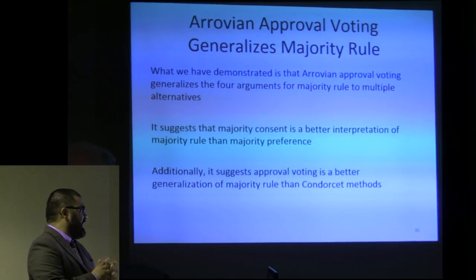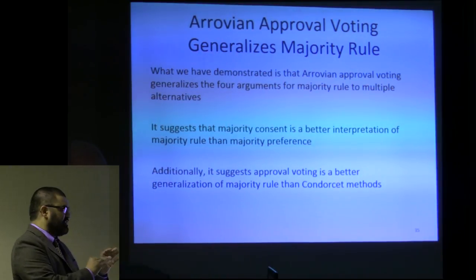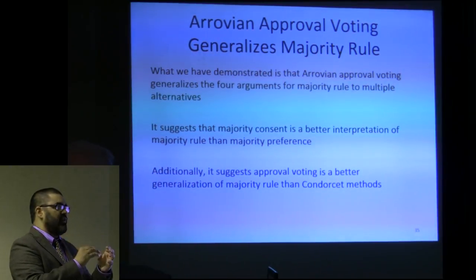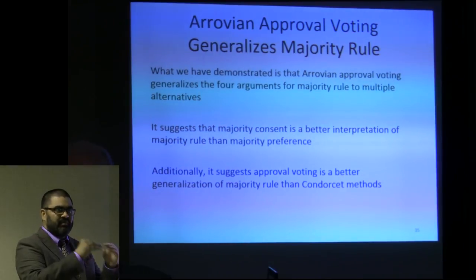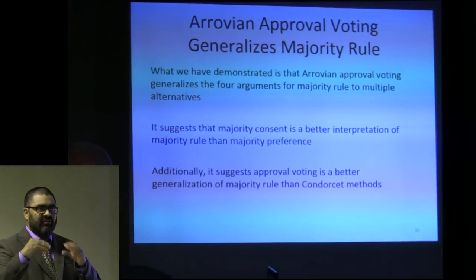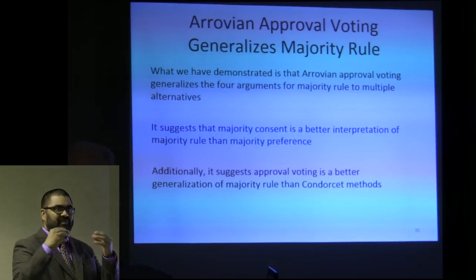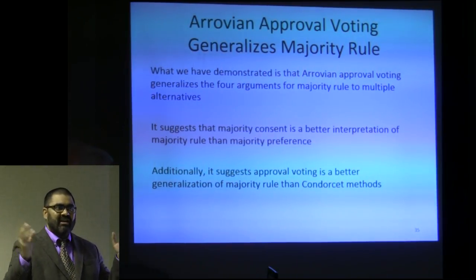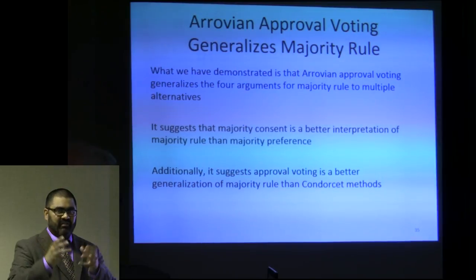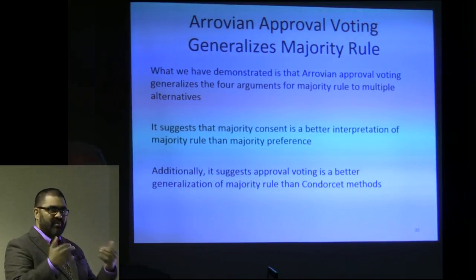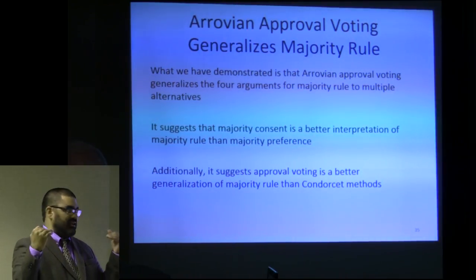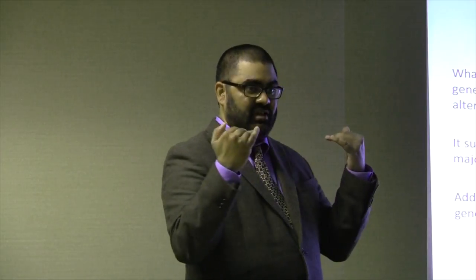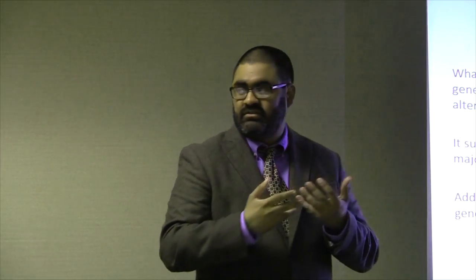So with all that said, what I'm trying to demonstrate here is that we should think of approval voting as a better norm for multiple alternatives than the Condorcet methods in terms of representing majority rule. We've developed several methods for trying to track Condorcet winners, and I think there should be more mechanism design research and empirical research to understand how to achieve sincere approval winners.